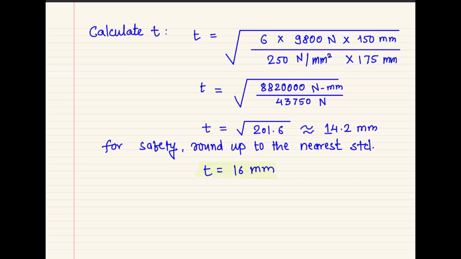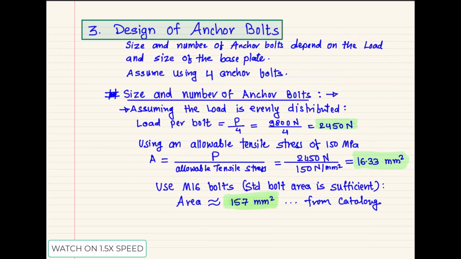So T, which is the thickness of the plate, we are going to consider as 16 mm. Now we will design an anchor bolt for the same base plate. While designing the anchor bolt, the size and number of anchor bolts depend on the load and size of the base plate. Assuming we use 4 anchor bolts for this plate.